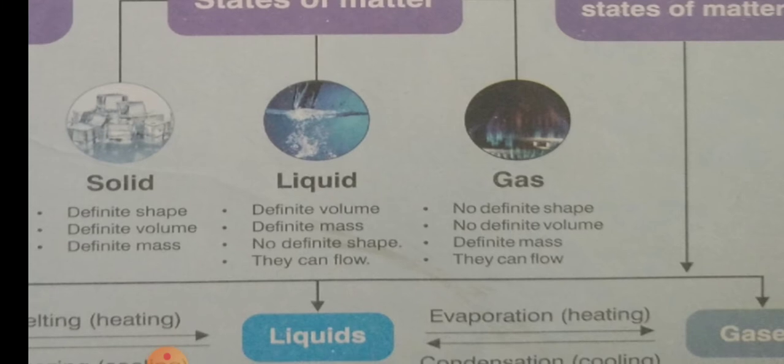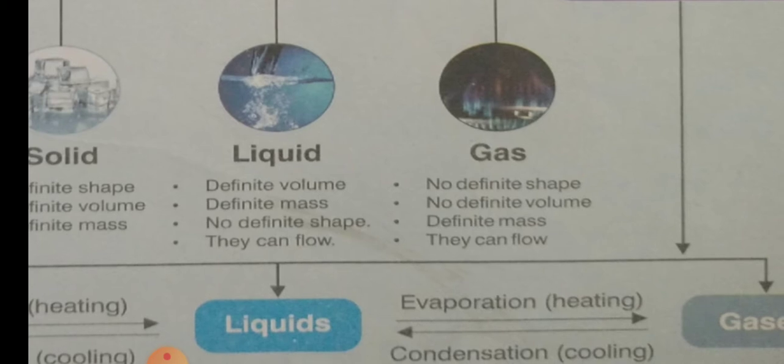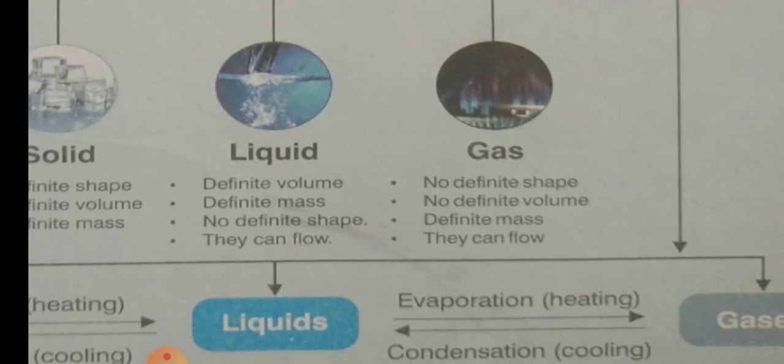We can have some examples of liquids like water, milk, oil, kerosene and also cool drinks. Here children, the properties of liquids are definite volume, definite mass and no definite shape, but they can flow. Examples of gases are air, nitrogen, carbon dioxide, water vapor, etc. If you heat the water, we will get water vapor. That's nothing but gas. It has no definite shape, no definite volume, definite mass and they can flow.